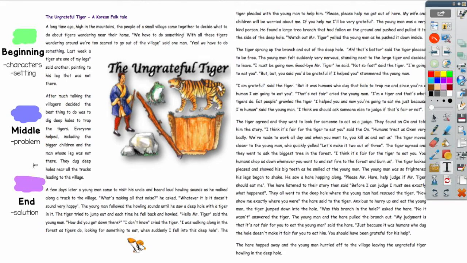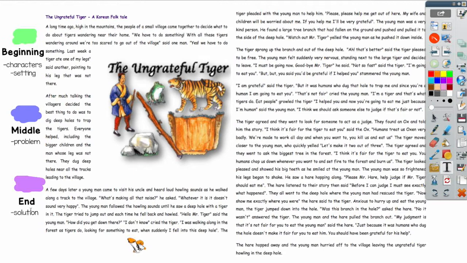Now, if you don't have access to three different colors, you could also use shapes to find these things. Normally you wouldn't have to write this to the side, but I just did this to remind us that in the beginning, we're looking for the characters and the setting. So, as I read, if I find any characters or if the setting is mentioned, I'm going to highlight that green. In the middle, I'm looking for the problem. So whenever I find the problem in my story, I'm going to highlight it blue. And lastly, whenever I find the solution in the story, I'm going to highlight it purple.